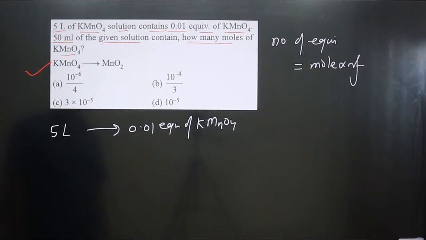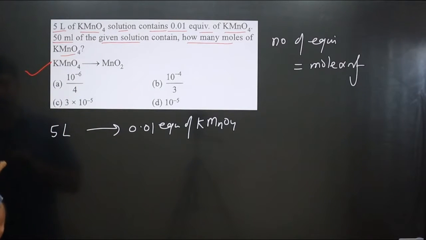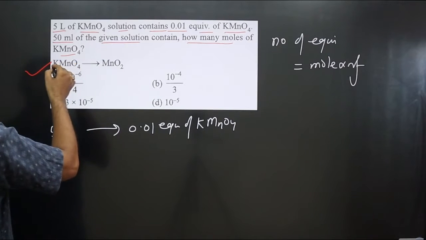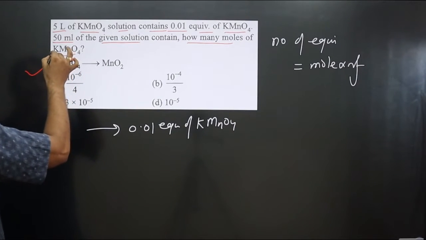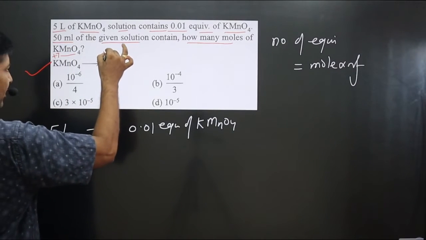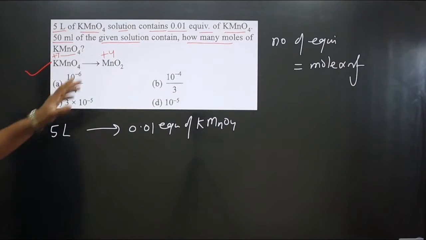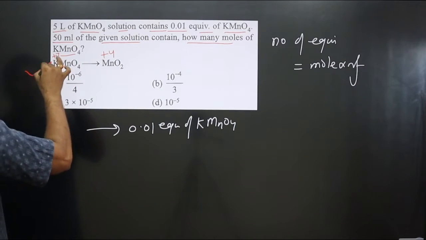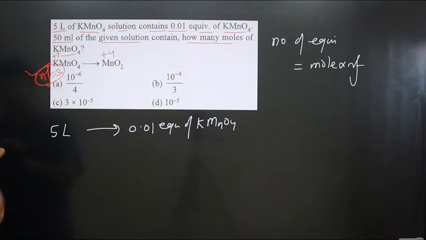Pay attention carefully. We calculate the n factor value for KMnO4. For this we need to write down the oxidation numbers. In KMnO4, potassium is plus 1. Then manganese is present in plus 7 oxidation number. In MnO2, manganese is present in plus 4 oxidation number. Find the difference in oxidation number: 7 minus 4 is equal to 3, and the n factor value for KMnO4 is 3. Okay, now apply the formula.